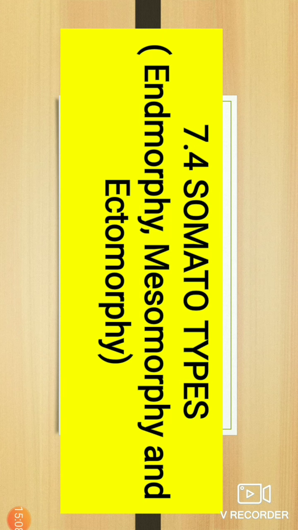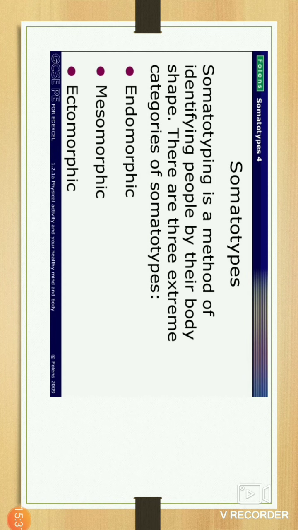Now comes 7.4 somatotypes: endomorphy, mesomorphy, and ectomorphy. Somatotyping is a method of identifying people by their body shape. There are three extreme categories of somatotypes. One is endomorphic, second is mesomorphic, and third one is ectomorphic.